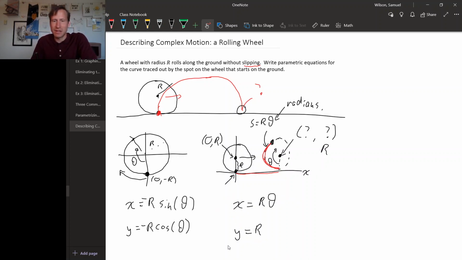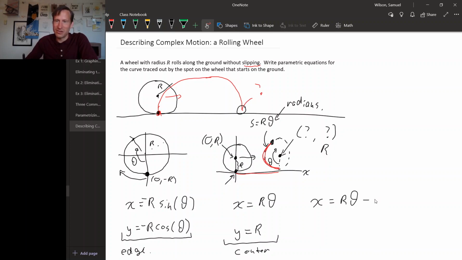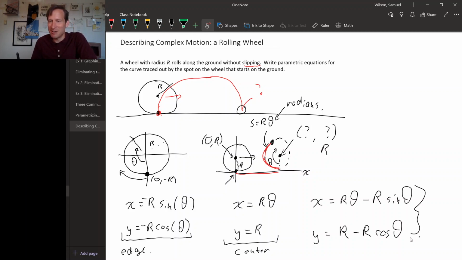Okay, so we've described the motion of the center of the circle, and at first we described the motion of the edge of the circle relative to the center. So we can just add these two motions together, literally by adding them. So for the compound motion of watching the point on the rim of the wheel, x is r times theta minus r sine theta. And for the y-coordinate, it is r minus r cosine theta. Okay, so these parametric equations probably aren't what you would guess, but we built them up out of these simple pieces, just a line and a circle. So we can have some confidence that these actually are right.